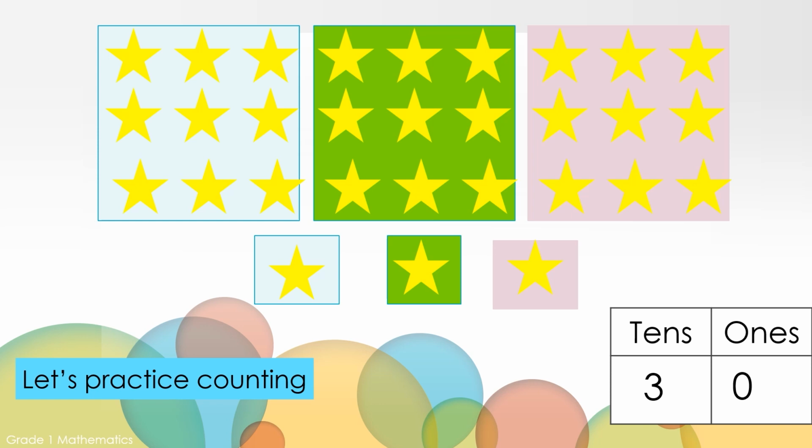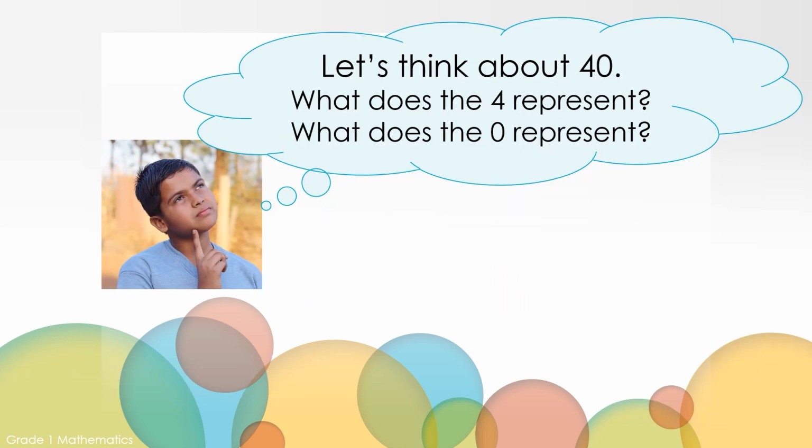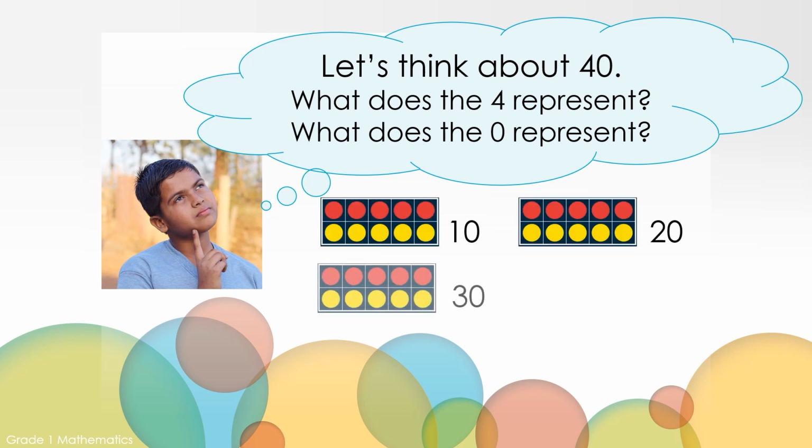Let's think about 40. What does the 4 represent? What does the 0 represent? There are 4 groups of 10 and 0 1s. The 4 represents the 4 groups of 10. The 0 is 0 1s.